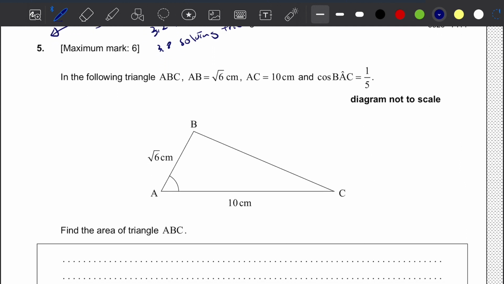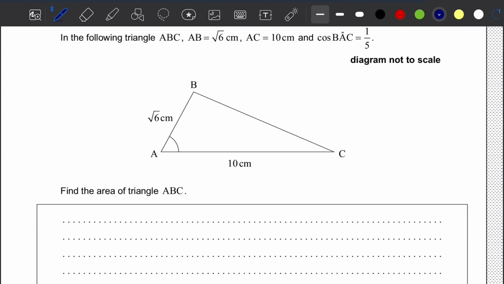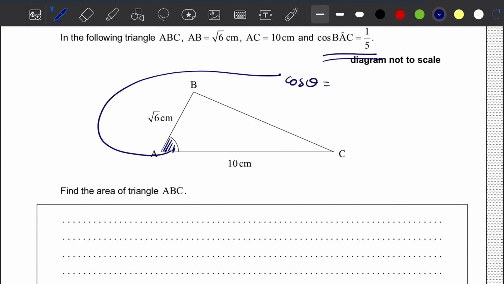So if you look at the question, it says that we have a triangle ABC and the length of the line AB is square root 6, the length of the line AC is 10 centimeter, and we know that the cosine of the angle BAC is 1 over 5. So cosine BAC is equal to 1 over 5. It means when we substitute this angle into the cosine as a value, the outcome is 1 over 5. That's what that means. So we need to calculate the area of the triangle ABC.